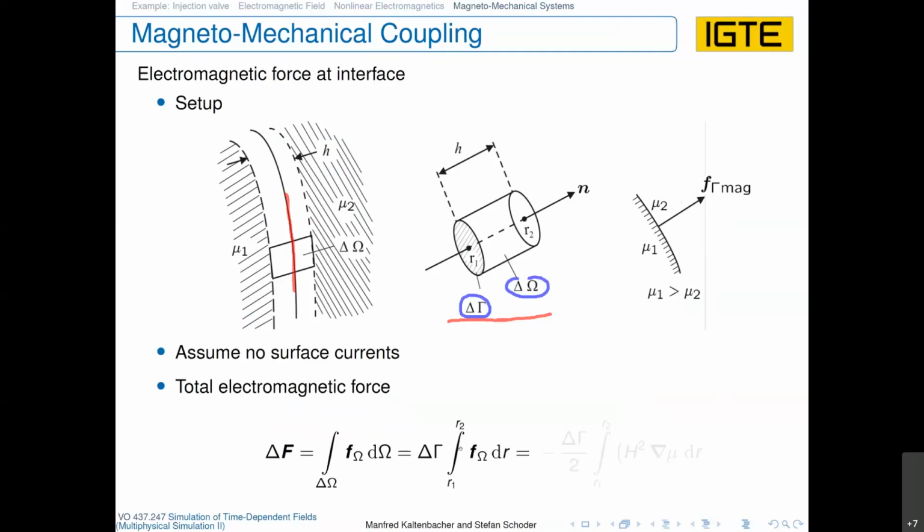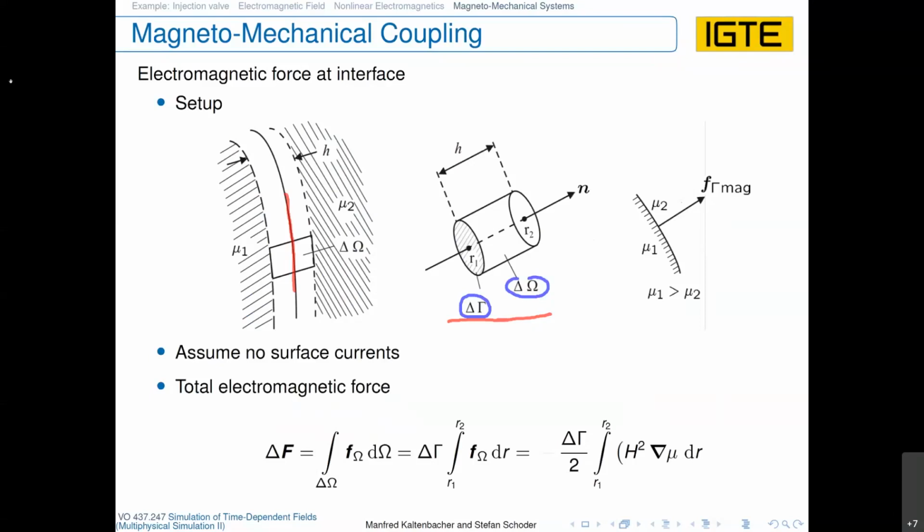And that is the same since we assume that it is so small. So on the surfaces, we have the same properties. We can put out the delta gamma, and so we just have to integrate in radial direction from R1 to R2 our volume force, which, as shown here, is our magnetic field intensity squared multiplied by the gradient of mu, and we have to integrate it in radial direction.